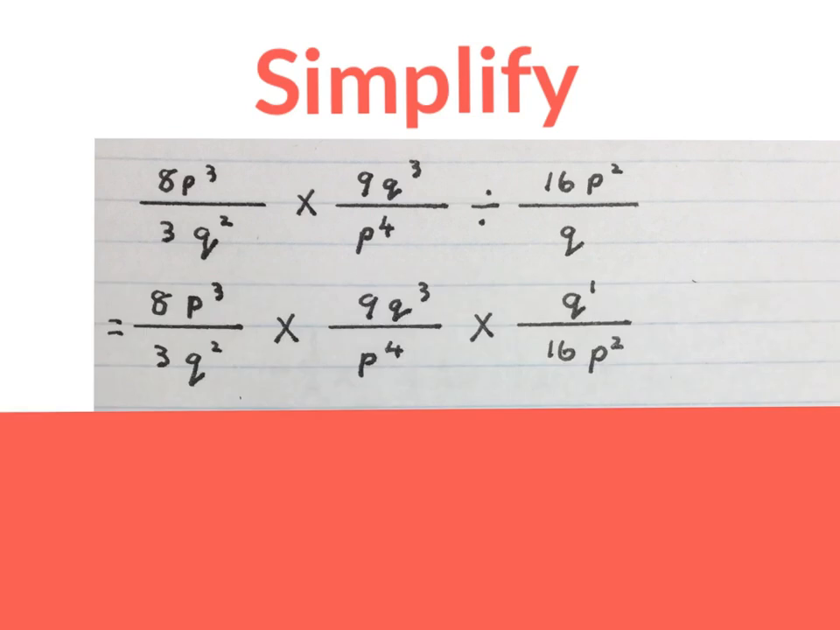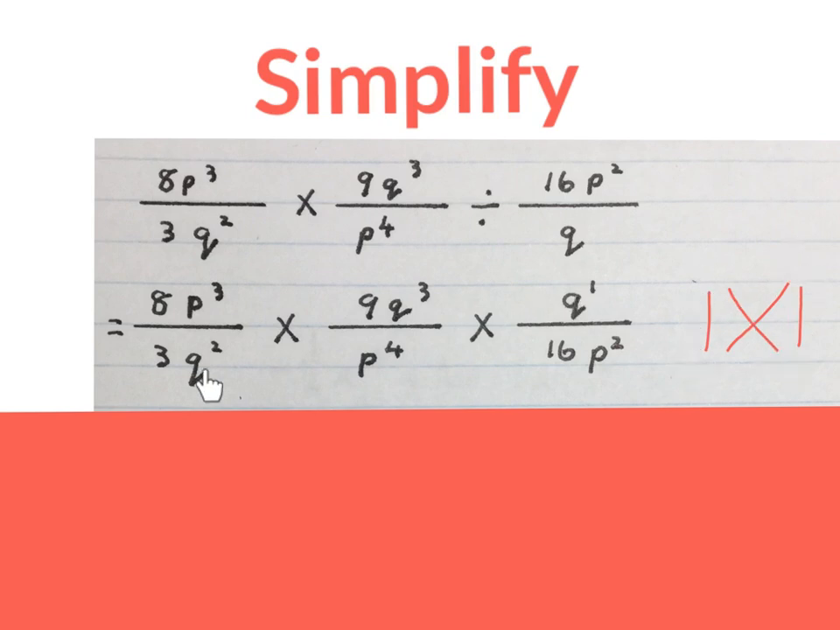The first thing we do is we copy this fraction down, keep the times, copy this fraction down. Change this divide to a times and tip this over. The bottom goes to the top and the top comes to the bottom. Just to mention it again, we take the divide, change it to a times, and tip the fraction just behind it around. Now we will cancel across and up and down.